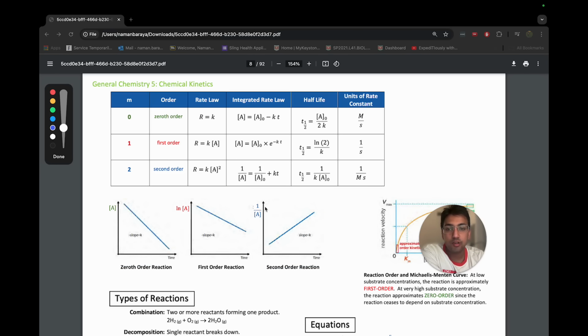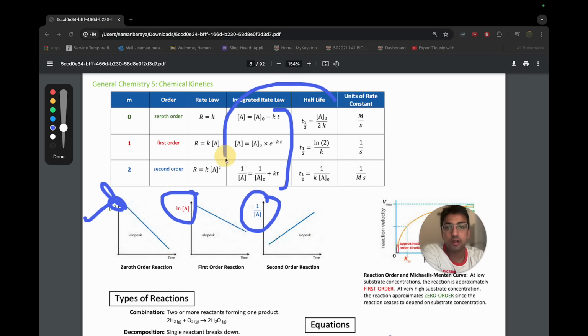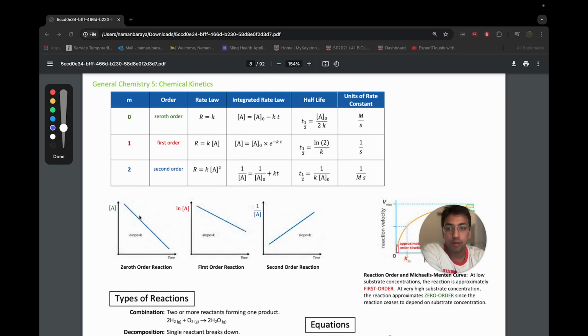And then the second thing you would have to memorize is these y's. What do these y's represent? If you can remember that, then you can basically derive all of this, which is pretty amazing. If you just remember, like, this goes down, this goes down, this goes up, and you remember that this is 1 over a, this is natural log of a, this is a.